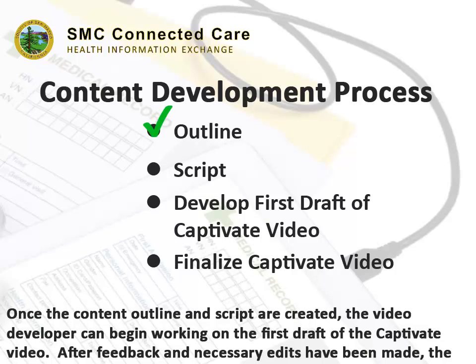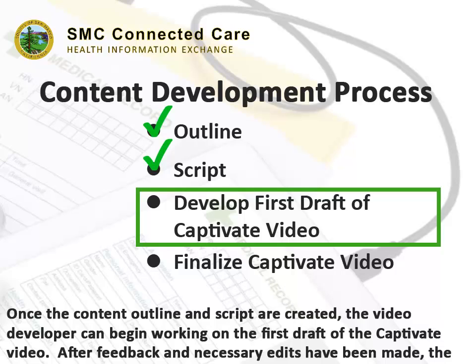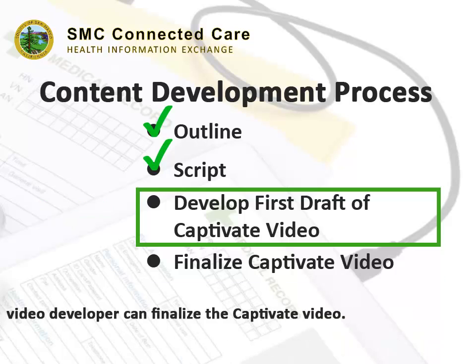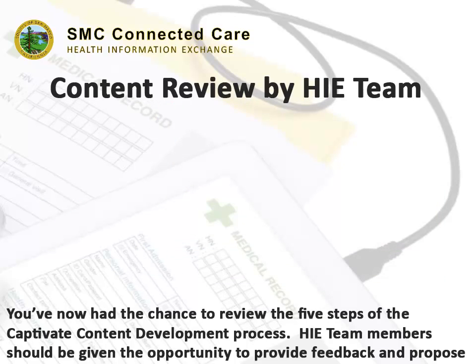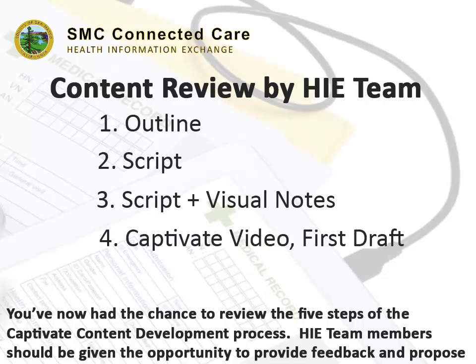Once the content outline and script are created, the video developer can be working on the first draft of the Captivate video. After feedback and necessary edits have been made, the video developer can finalize a Captivate video. You've now had the chance to review the 5 steps of the Captivate content development process.